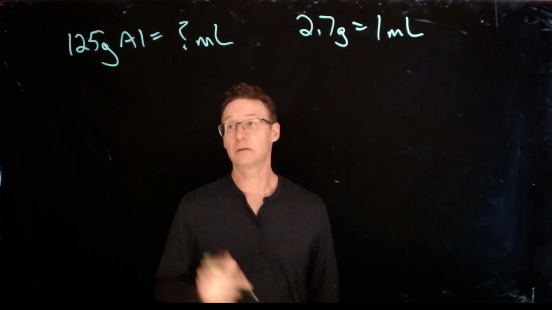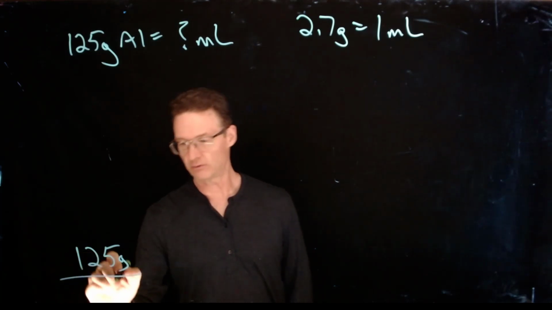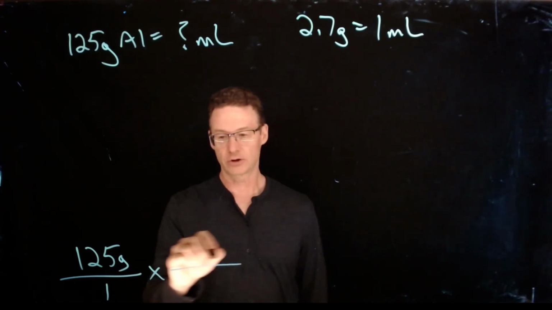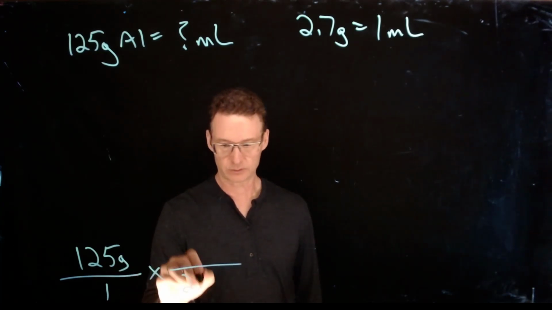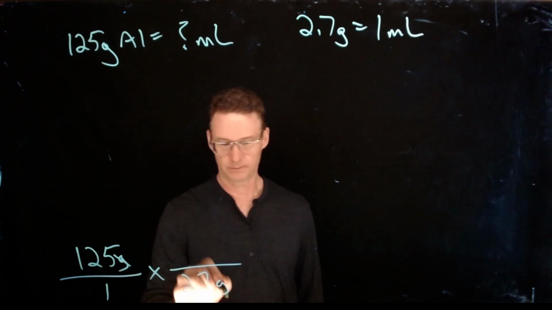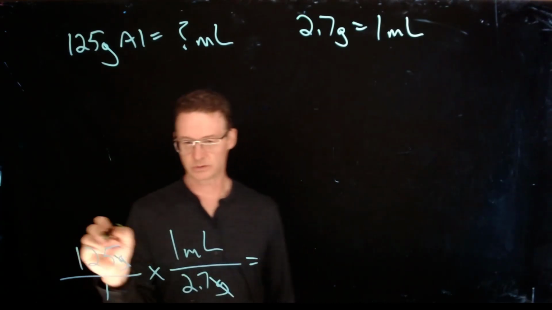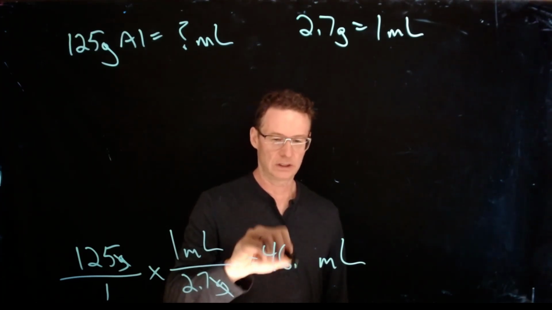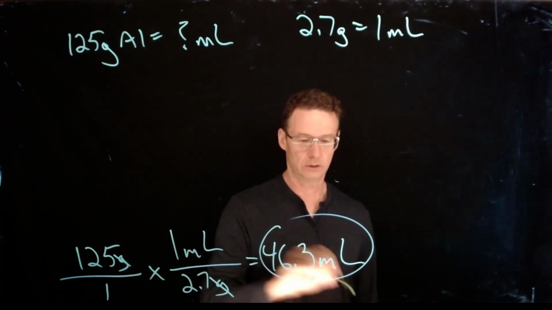All right, so let's set this up. We're going to take our given 125 grams, and if you want to put that over 1 to keep track of your numerator and denominator, that's not an issue. And then we're going to multiply it by our conversion factor. We have 1 milliliter equal to 2.7 grams. We're going to put the 2.7 grams on the bottom because we want that grams unit to cancel out, which means we're going to have our 1 milliliter on the top. And when we do that out, 125 times 1 over 2.7, our unit's going to be milliliters. And it comes out to 46.3 milliliters of aluminum. All right, so let's take a look at a 2-step problem.